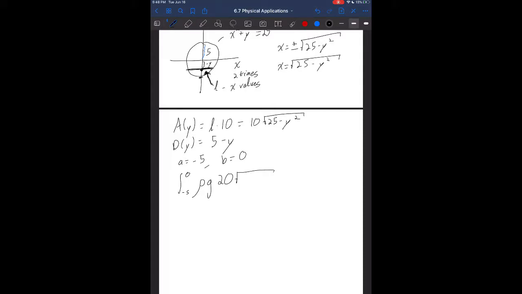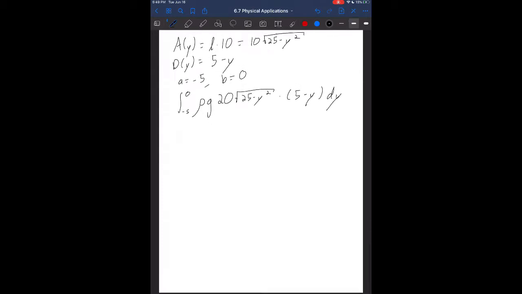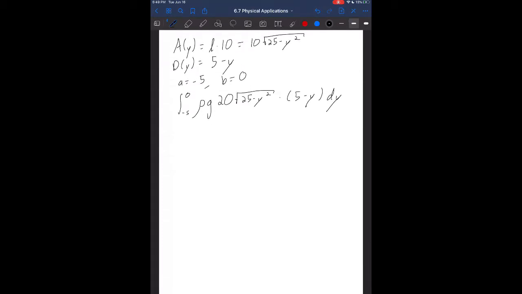20 of 25 minus y squared times 5 minus y, dy. So the important thing to note with this, which is going to make this problem much easier, is that we're looking at the integral of 25 minus y squared from negative 5 to 0.